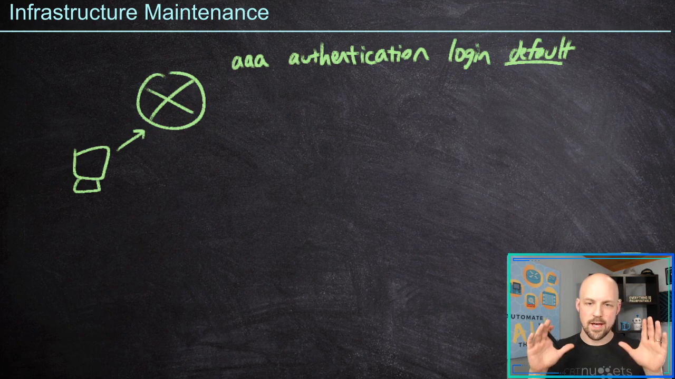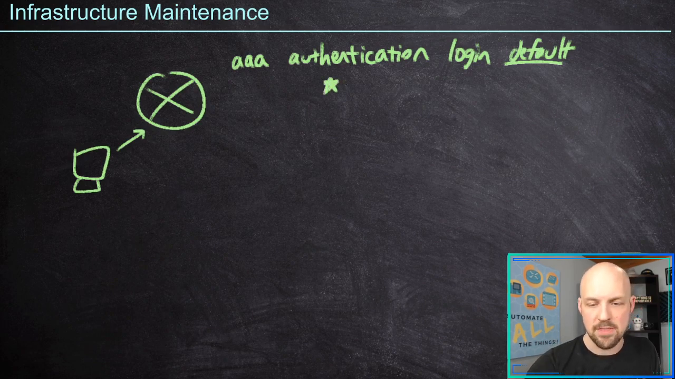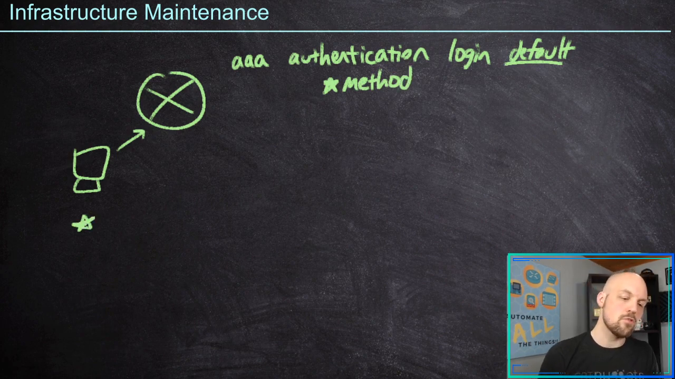So AAA authentication login default is going to apply this across the board. Again, usually this is how it's configured. This is a long command because we're still not done. What we need to specify next is my method. How do I want to authenticate this user?